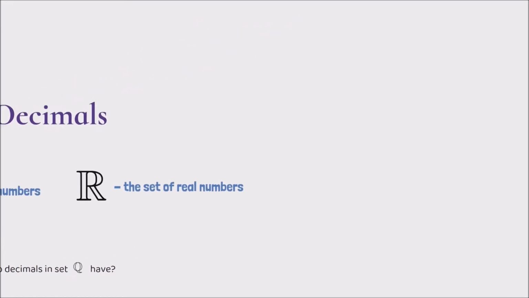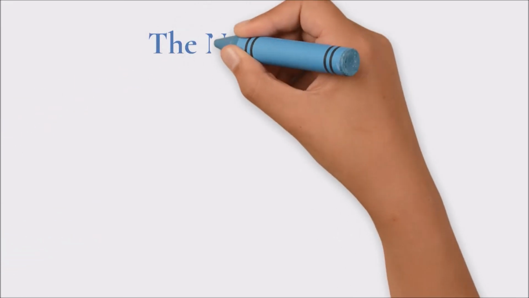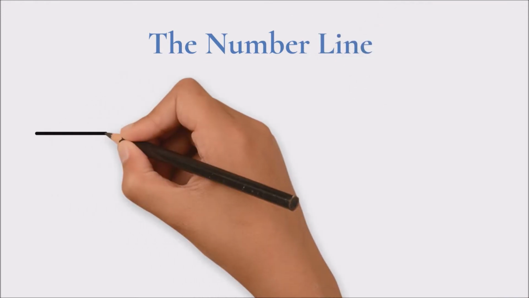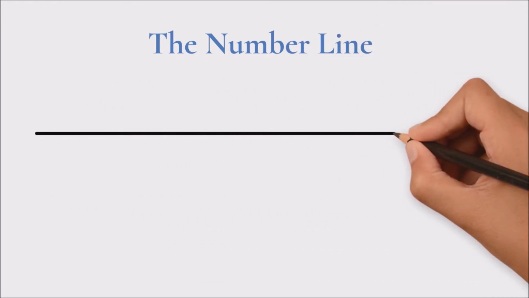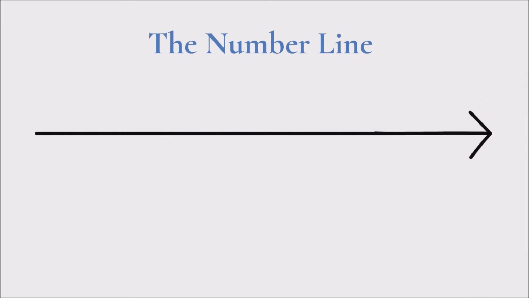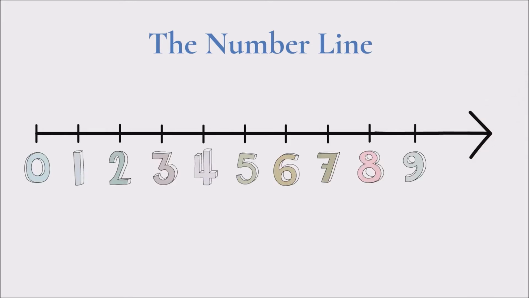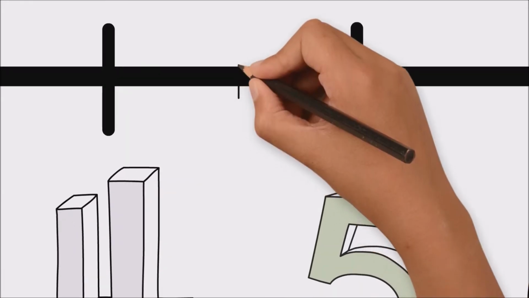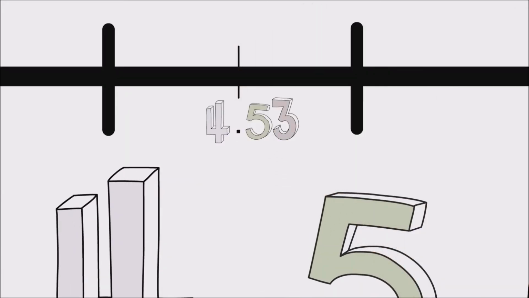But seriously, what are decimals? We can answer this question by taking a look at the number line. Now, the number line shows, for the most part, numbers as we count them, separated by one whole step. But if we were to zoom in on the number line, we would see that in between these whole numbers, there exist other numbers that represent a part of the whole.